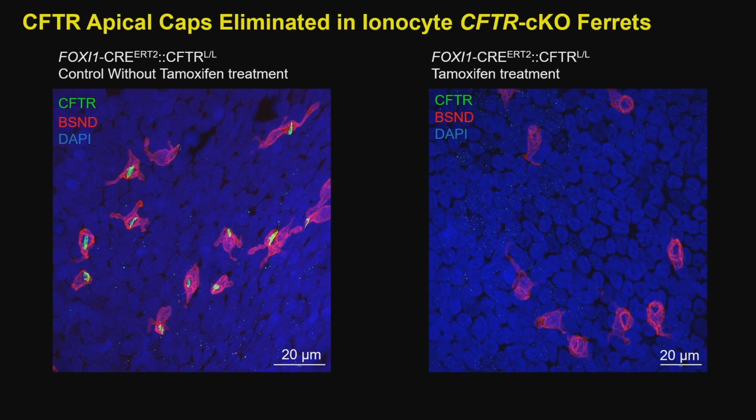By using this double transgenic ferret, we're able to delete the CFTR gene specifically in ionocytes. Look at this slide. We found that in a control group, without tamoxifen treatment, we can find a CFTR apical cap in the BSND positive ionocyte in the epithelium. Then in the tamoxifen treated CFTR conditional knockout ferrets, we found the apical cap is eliminated. This further confirmed the CFTR apical cap specificity in pulmonary ionocytes.